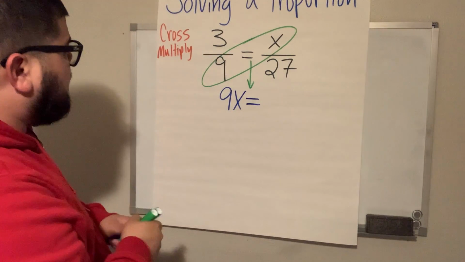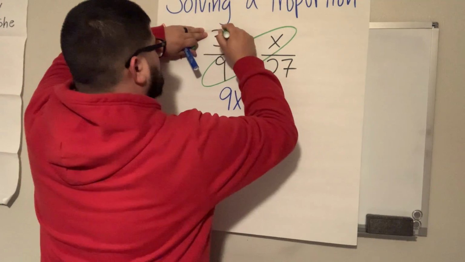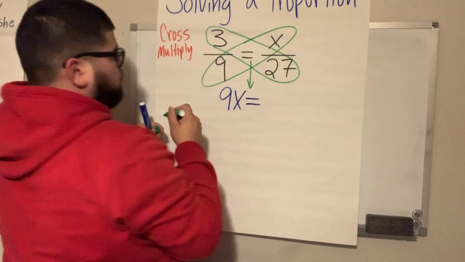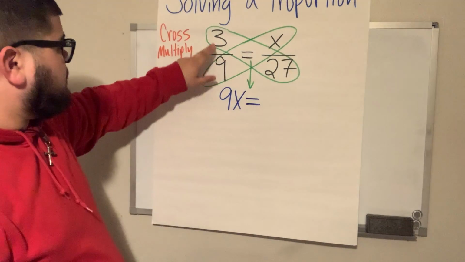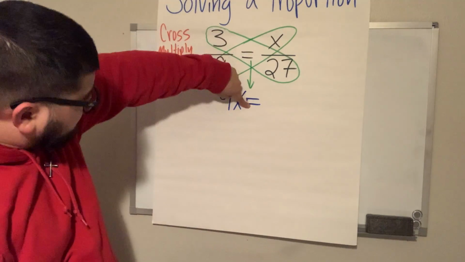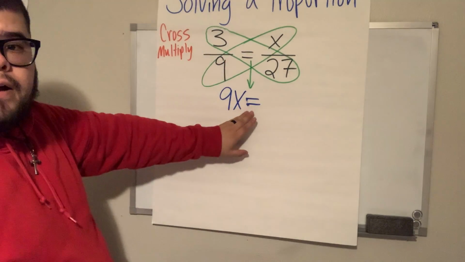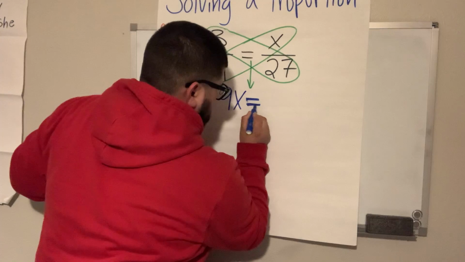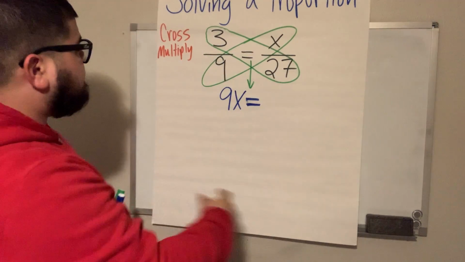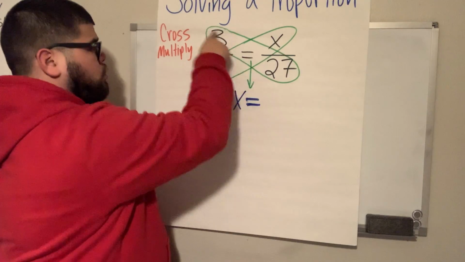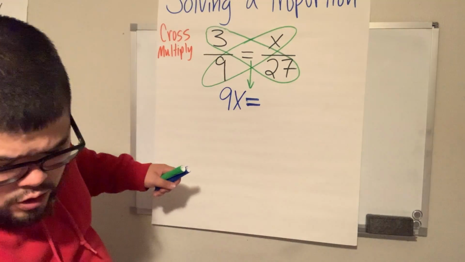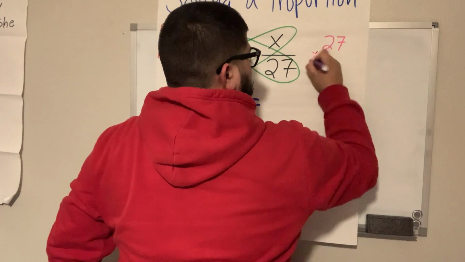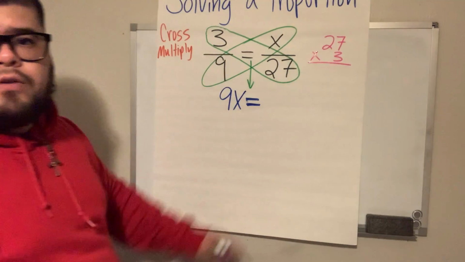And then we're going to cross multiply the other side as well. That's 3 times 27. So first we did 9 times x, got us 9x, and brought our equal sign straight down. And then we're going to do 3 times 27, the other cross. We can do that over here to the side: 27 times 3.